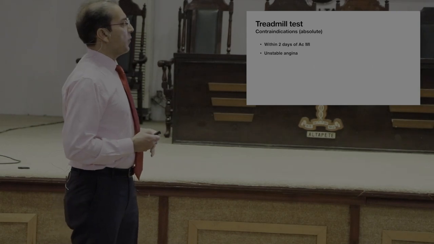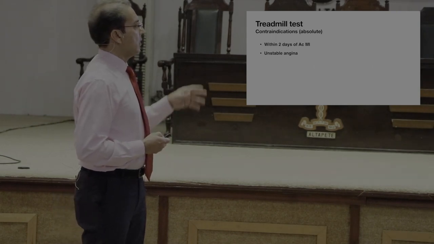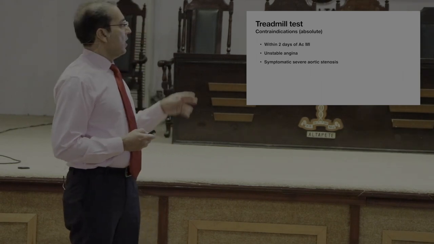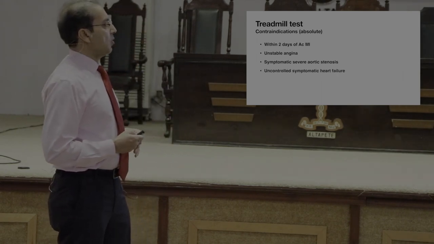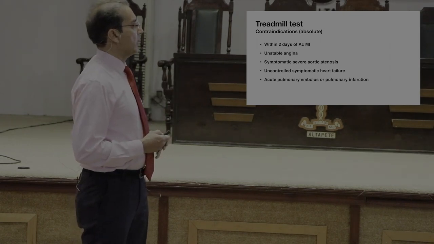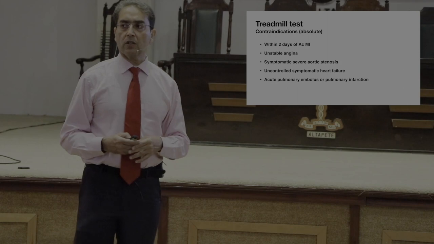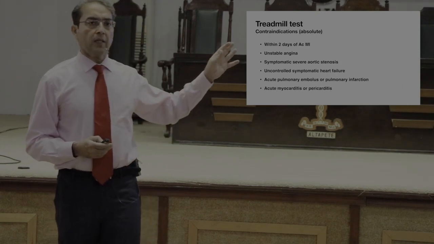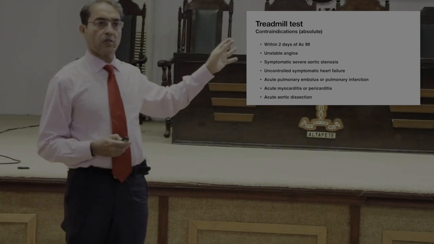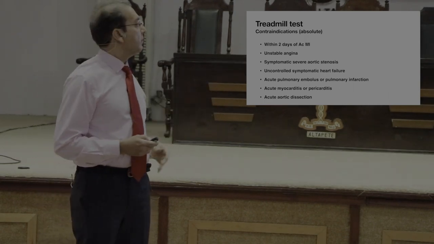If the patient has severe symptomatic aortic stenosis or uncontrolled symptomatic heart failure, these are contraindications. If the patient has pulmonary embolism or pulmonary obstruction, or myocarditis, pericarditis, or aortic dissection, these are absolute contraindications. If these conditions are present, we do not go for stress testing on the treadmill.